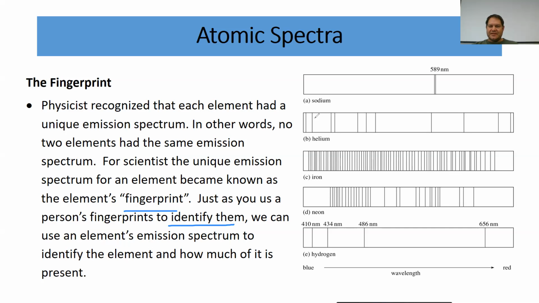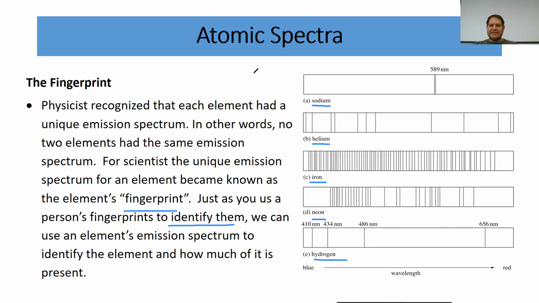All right. Again, every element has a unique fingerprint or emission spectrum that we can use to identify it. You can see these various different ones. Here's our hydrogen again, okay? Pretty cool, I think, all right?